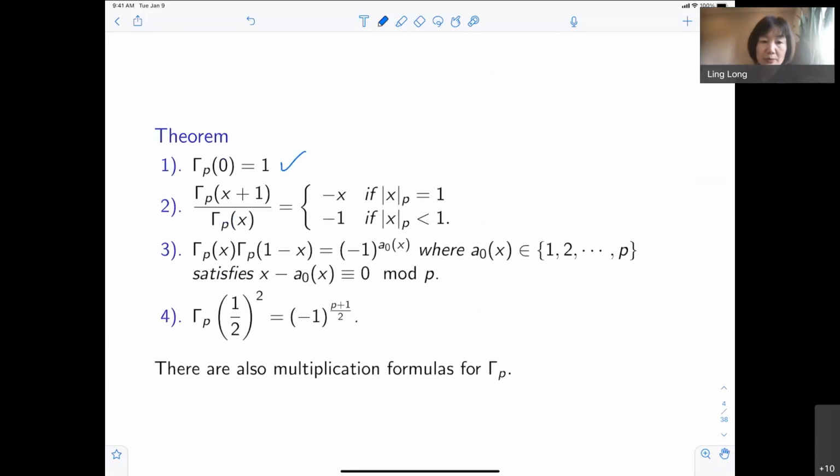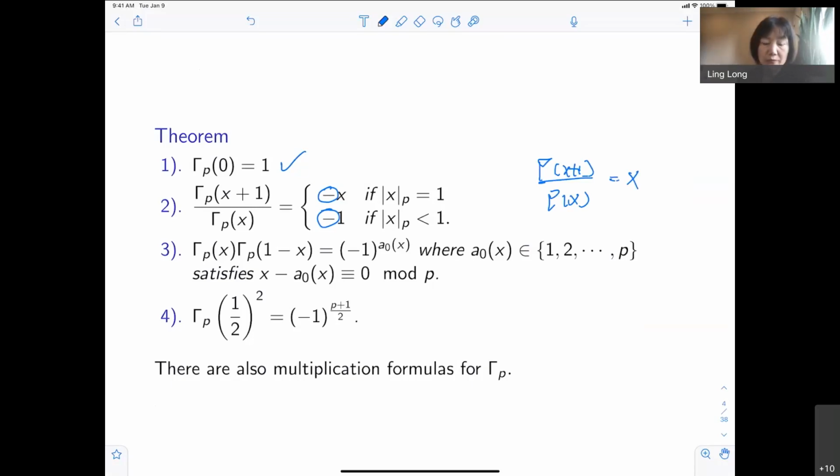The functional equation, we should use the fact that it's very closely related to the gamma function. For the gamma function, it's gamma of x plus 1 over gamma of x. What you get is x. Right? Here you have a sign. And then you also have an ambiguity: in the majority of the cases, it's the same, it's x. And if it's divisible, if the norm is less than 1, you get minus 1.